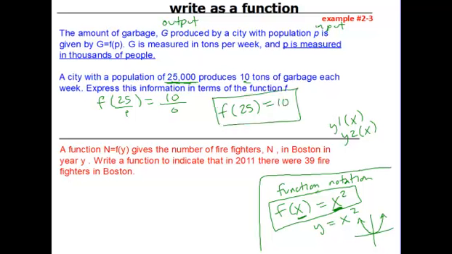So you can interpret function notation in that way. It means that a corresponding input of 25 gives you an output of 10. So if you were to represent this as an ordered pair, it would be (25, 10) as the point that lies on the graph of this information.